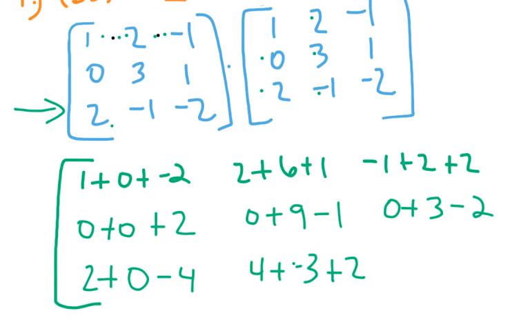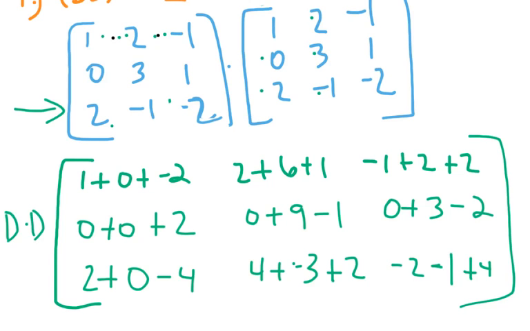Okay, let's see, still sticking with our last row, last column. So I have a 2 times a negative 1, negative 2. I have a negative 1 times a 1, minus 1. And then I have a negative 2 times a negative 2, which is just plus 4. Okay, so that was D times D.